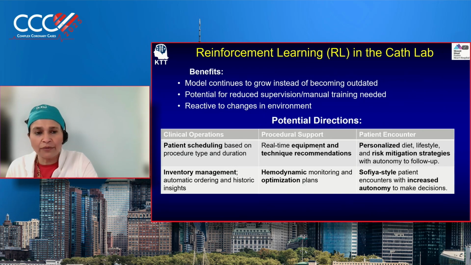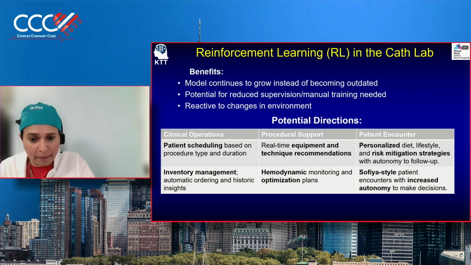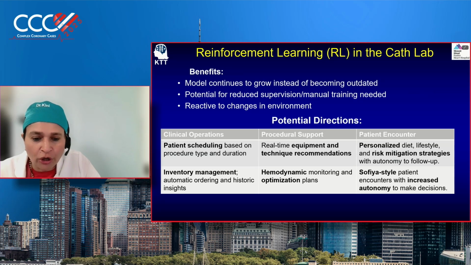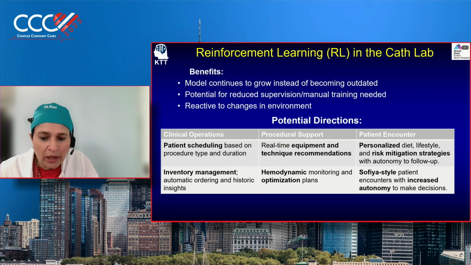Now, let me tell you what we are going to do using what is called reinforcement learning. This is coming up, and this will be the future of what we have to do. There are multiple places where we can use reinforcement learning, such as clinical operations and procedural support. More important is real-time understanding of what kind of equipment you need. Right now, I tell them, give me this, give me that, because of how my brain is functioning. The question is, can we train the model to say which device you need to use? And in hemodynamic monitoring optimization, can you predict that slow flow is going to happen in this particular vessel? That is what we are working on.